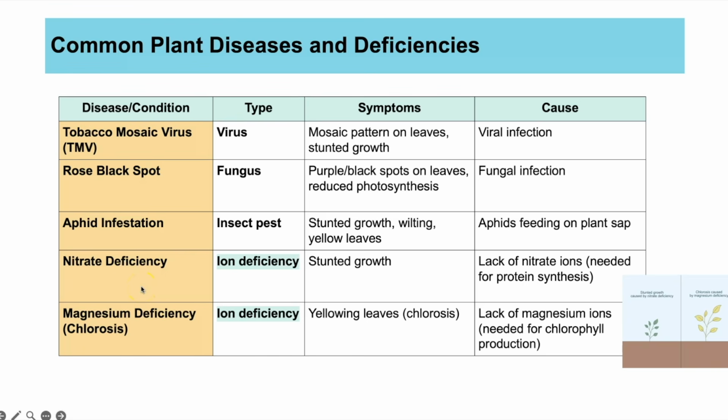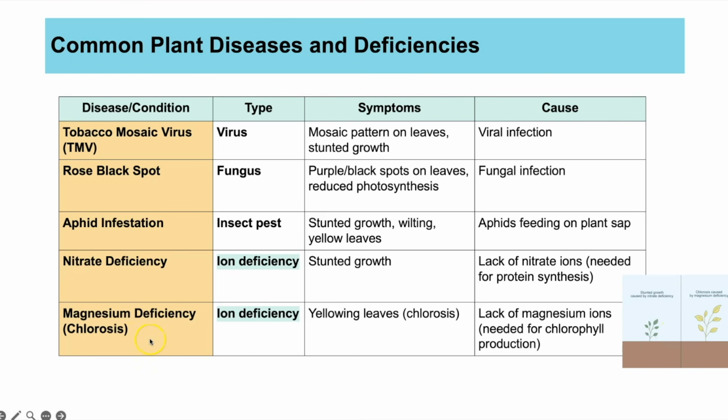Then we've got the two at the bottom, which aren't infectious diseases. These are deficiencies, meaning you don't have enough of something. And nitrate deficiency is when a plant doesn't have enough nitrate ions, which are an example of minerals that they get from the soil. The nitrate ions are needed to make proteins. So if you don't have enough nitrate ions in the plant, it doesn't have enough proteins, and that means it's not going to grow as much. So you get this stunted growth.